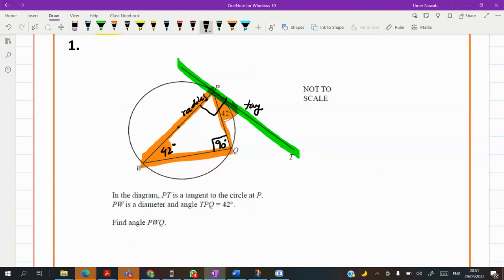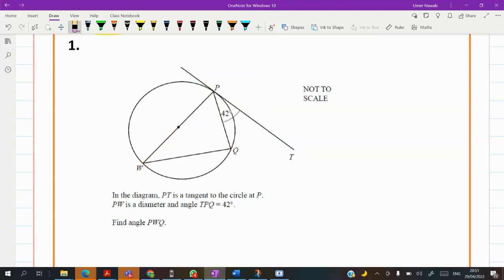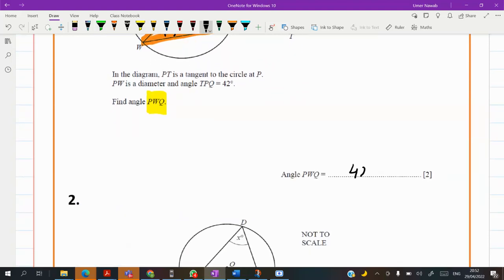I didn't read the question. I actually wanted to give you everything which is contained in the question. So, three properties I used: radius is perpendicular to the tangent, alternate segment theorem, and right angle in a semicircle. So three properties. I don't know what he is asking you. He said, find the angle PWQ. So didn't I say that this angle is 42? Because this is 42 by the alternate segment theorem. So you call it 42.